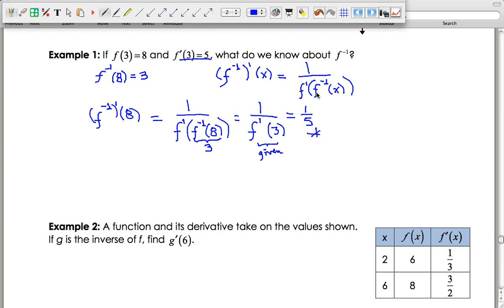Notice that what we did is to work from the inside towards the outside. First, we found the inverse at the value of x. Then we assessed the derivative of the main function at that value. And then we found the reciprocal. So we work from the inside towards the outside.